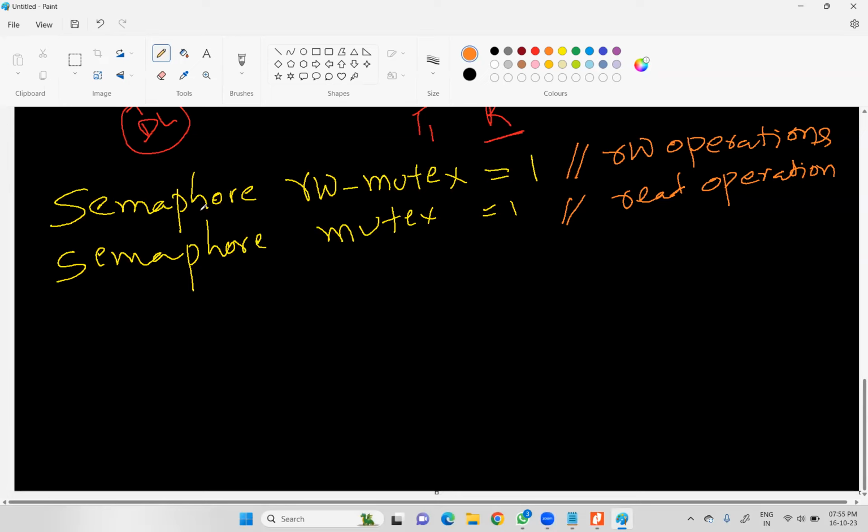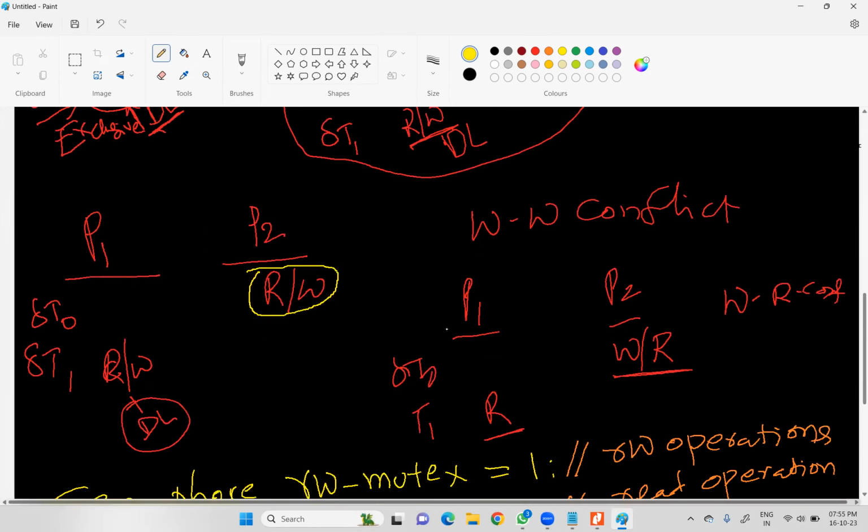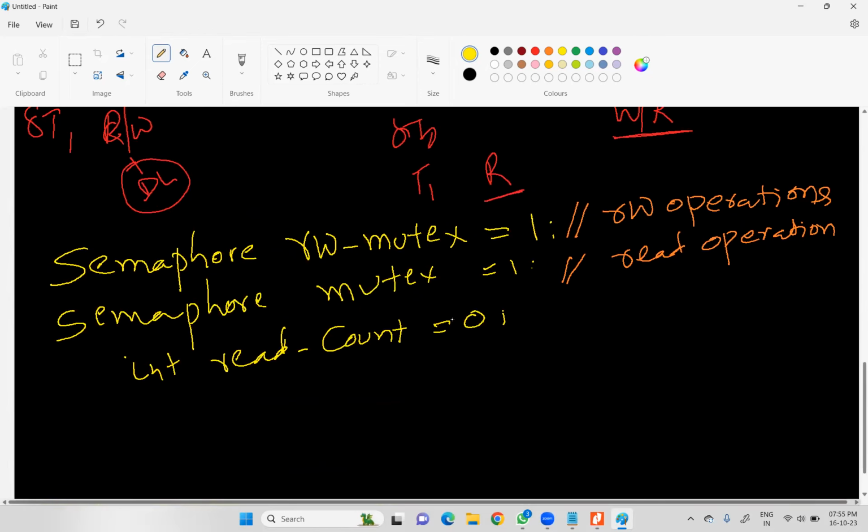Okay. Now, one more thing. So INT, let me take the same color that I am trying to explain here. Integer read count. Hope that you understood what exactly I have explained. RR conflict, RW conflict, WR conflict, and WW conflict, as in read read conflict, read write conflict. If you understand this very properly, then from now onwards what I am speaking, you will understand very easily.